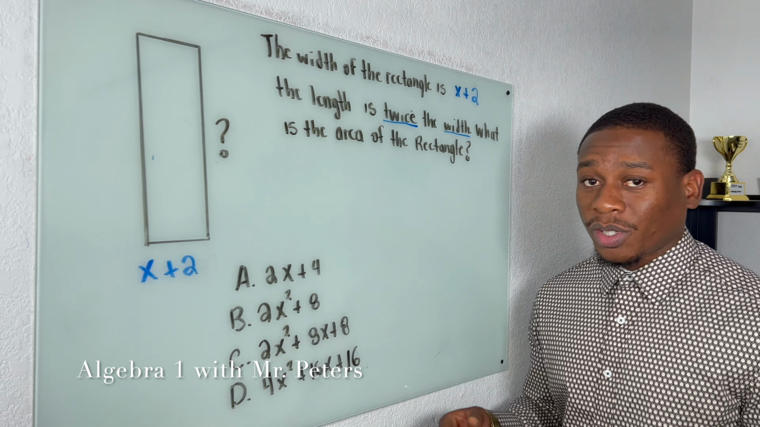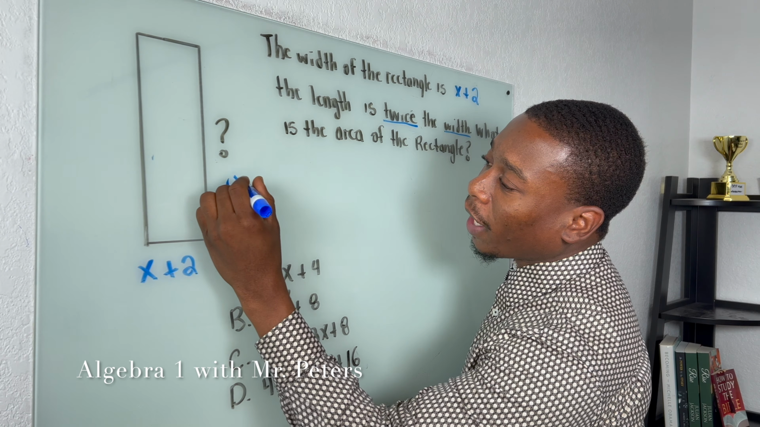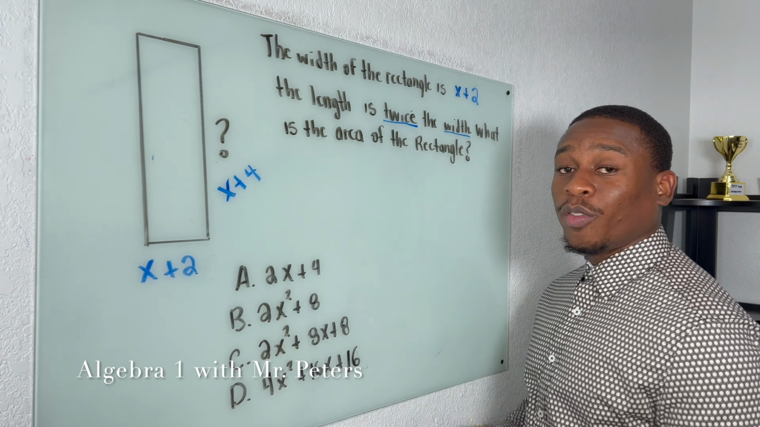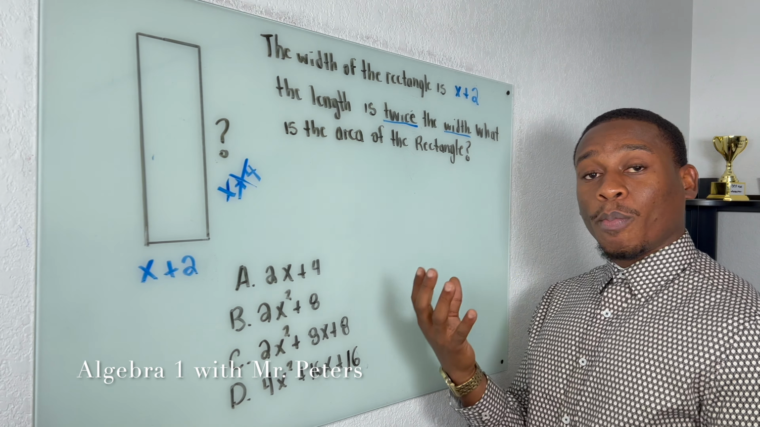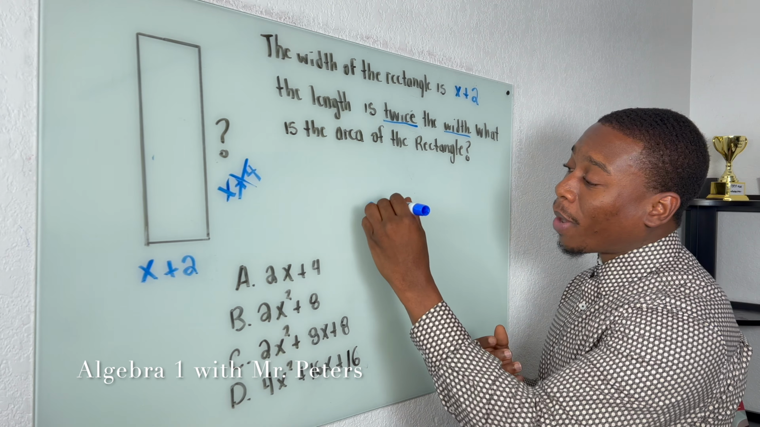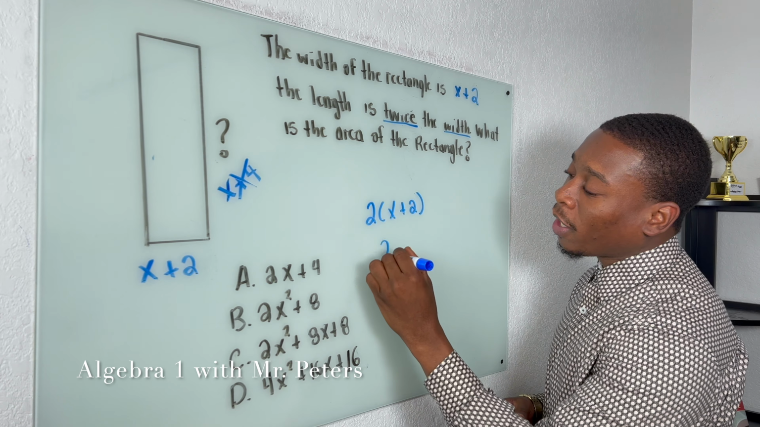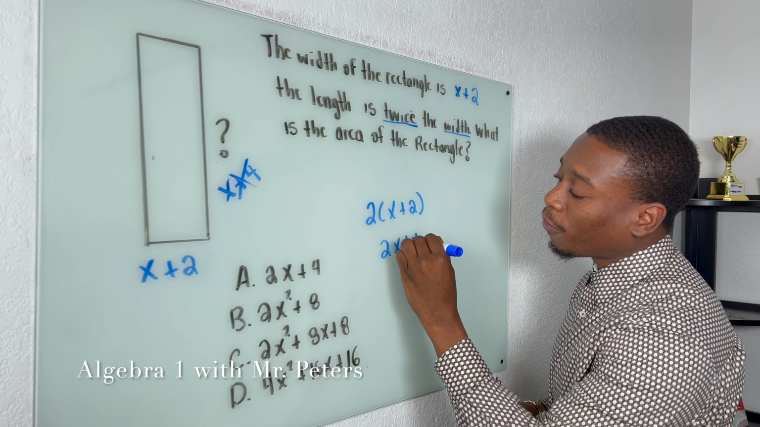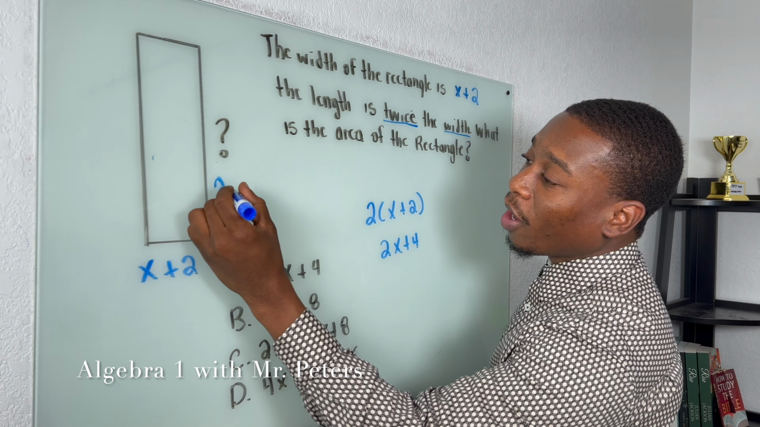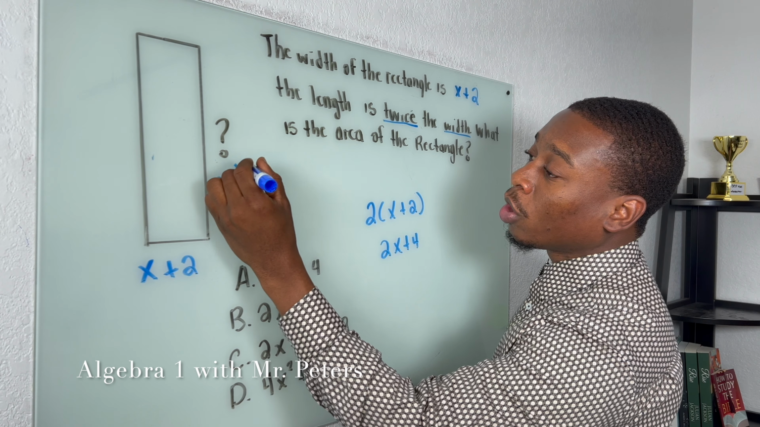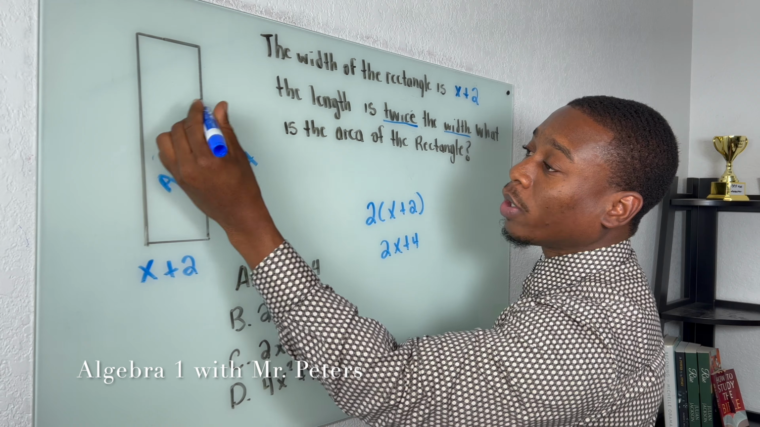So what I see students do, or the first mistake I should say, is they'll come here and put x plus 4. And the reason why this is wrong is because we have to multiply 2 by that entire expression. So what we should have is 2x plus 4 as our length. And now that we know that, just remember that area is equal to the length times width.